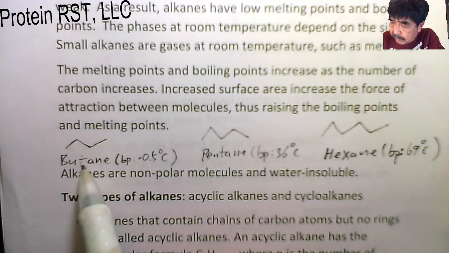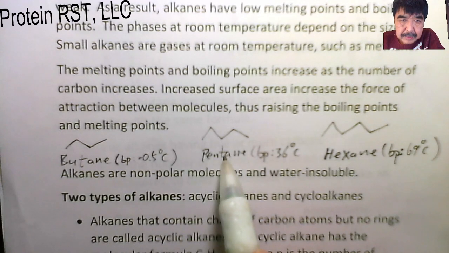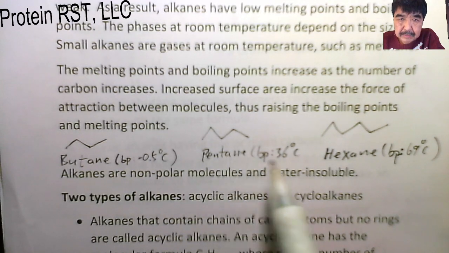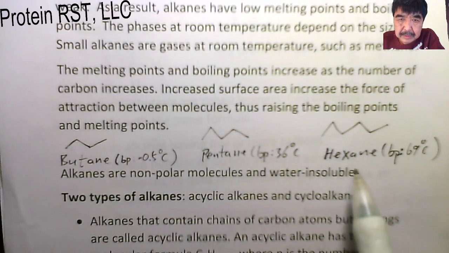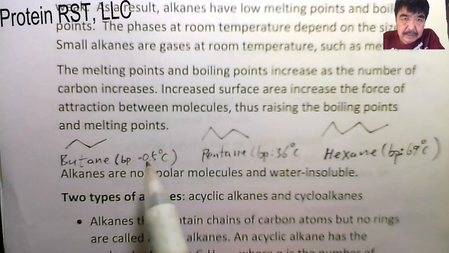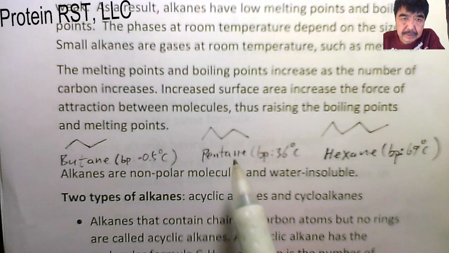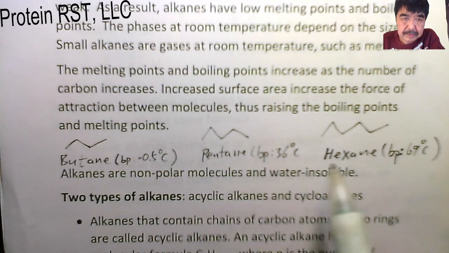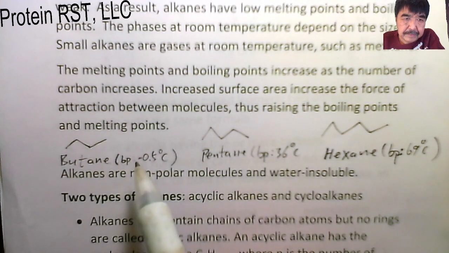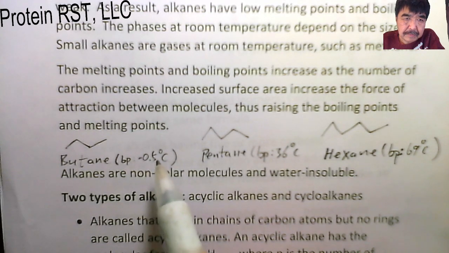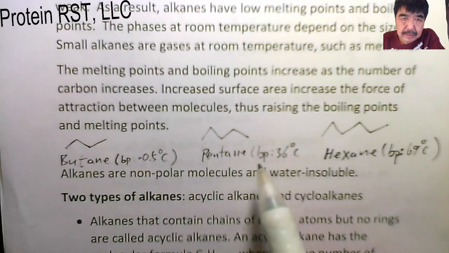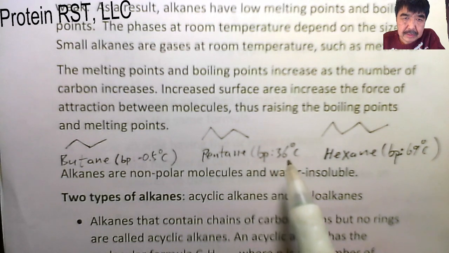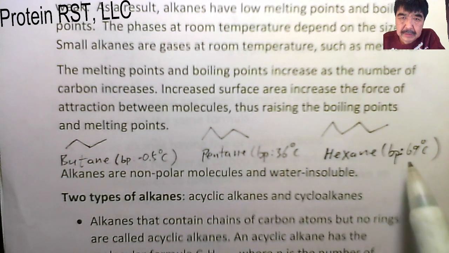This is butane. Butane has 4 carbons, pentane 5 carbons, hexane 6 carbons. You can see the boiling point increases with the increase of carbon numbers. For butane, the boiling point is minus 0.5 degrees, pentane 36 degrees, hexane 69 degrees.